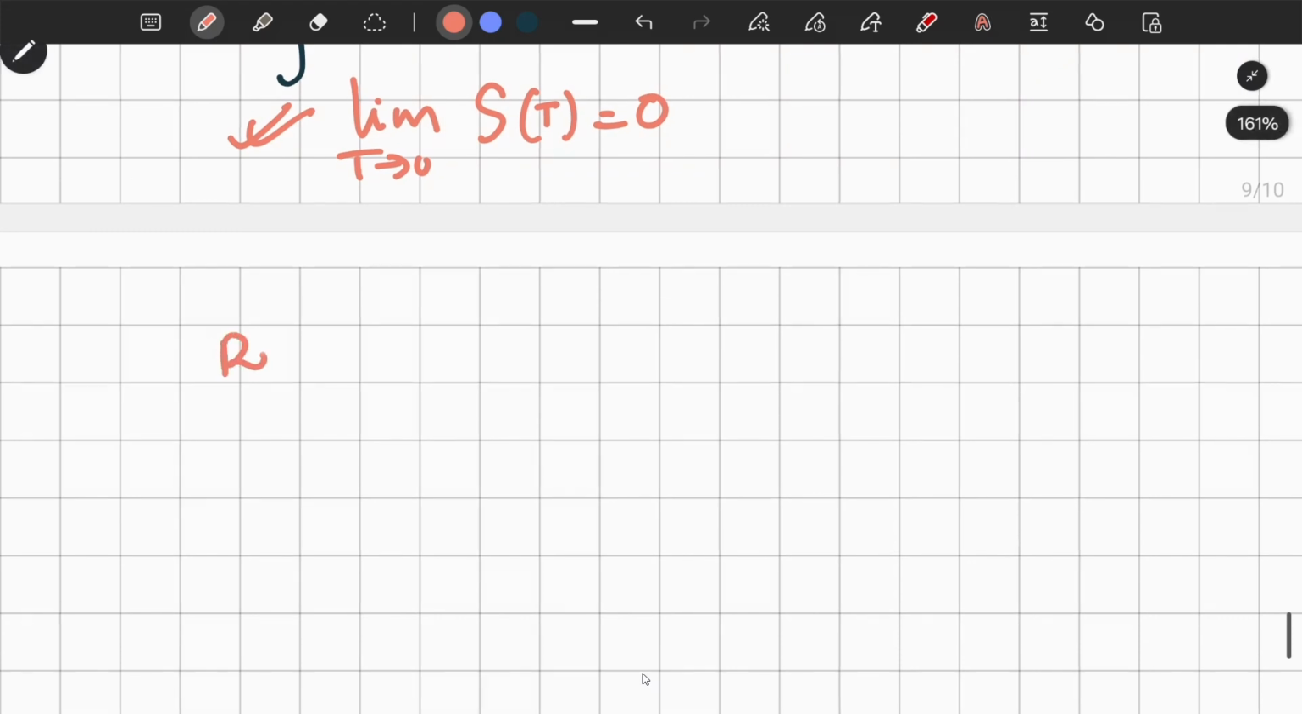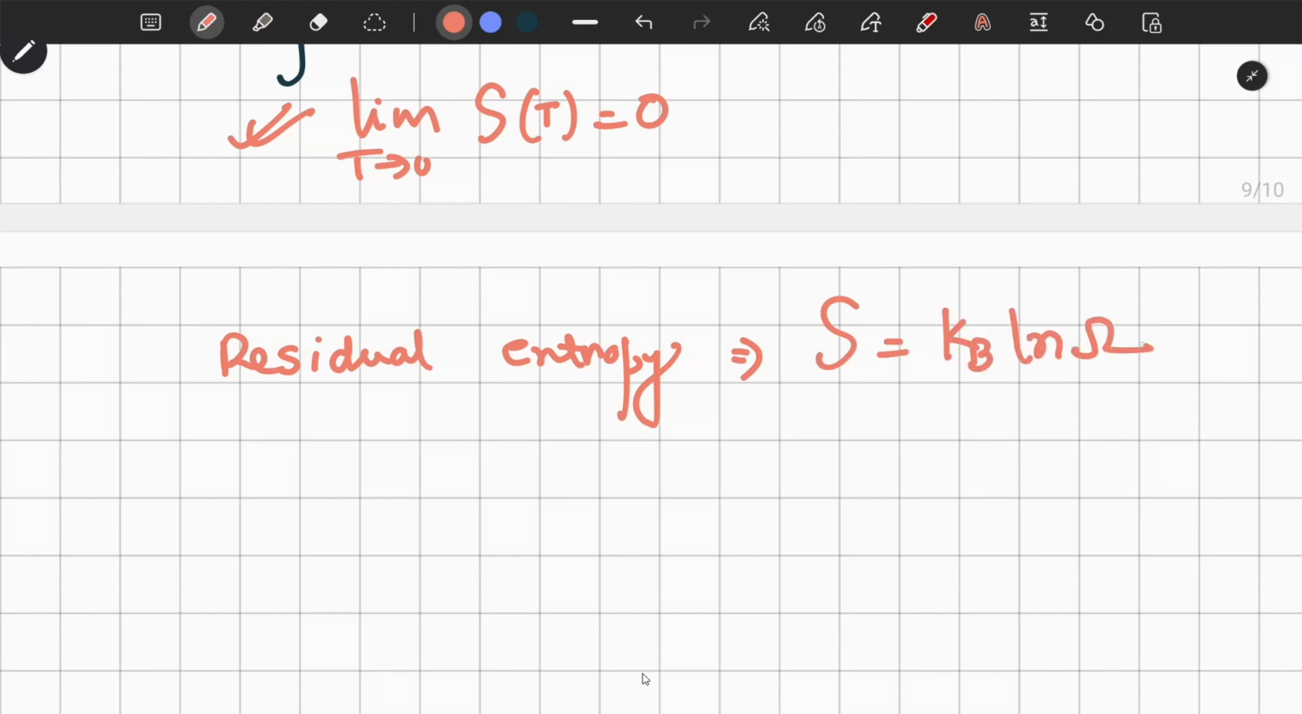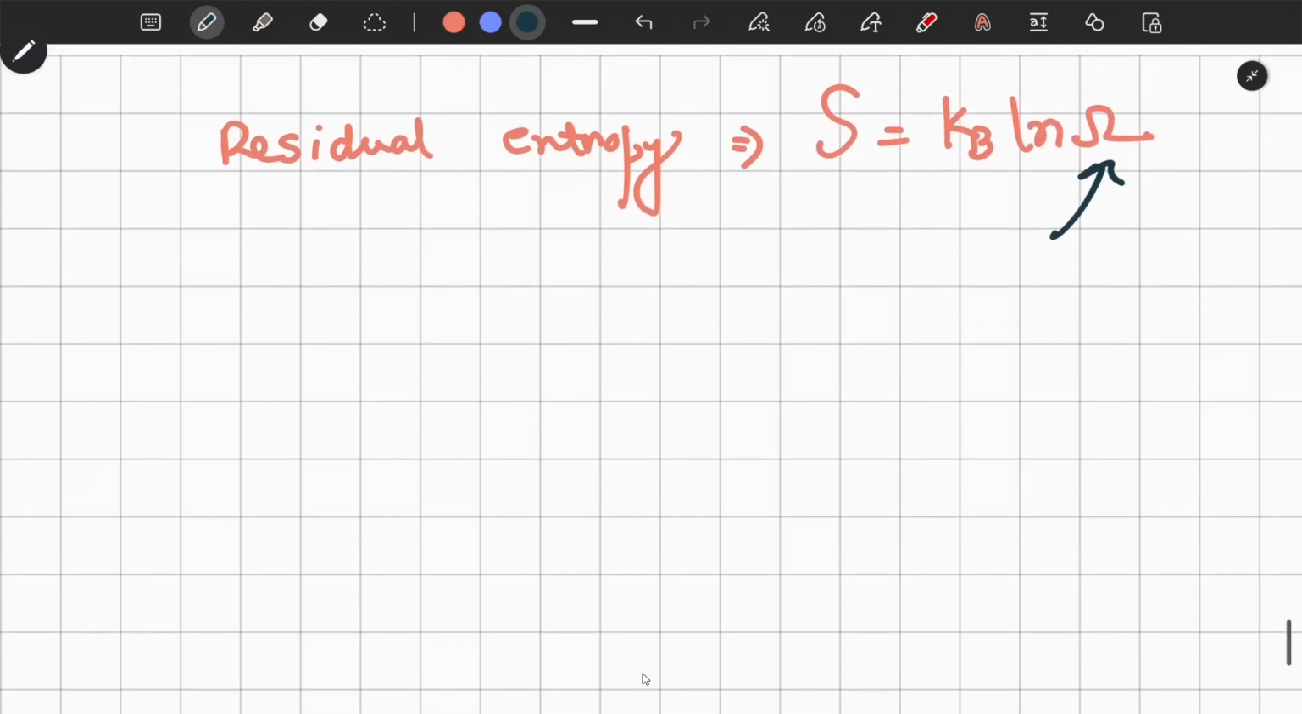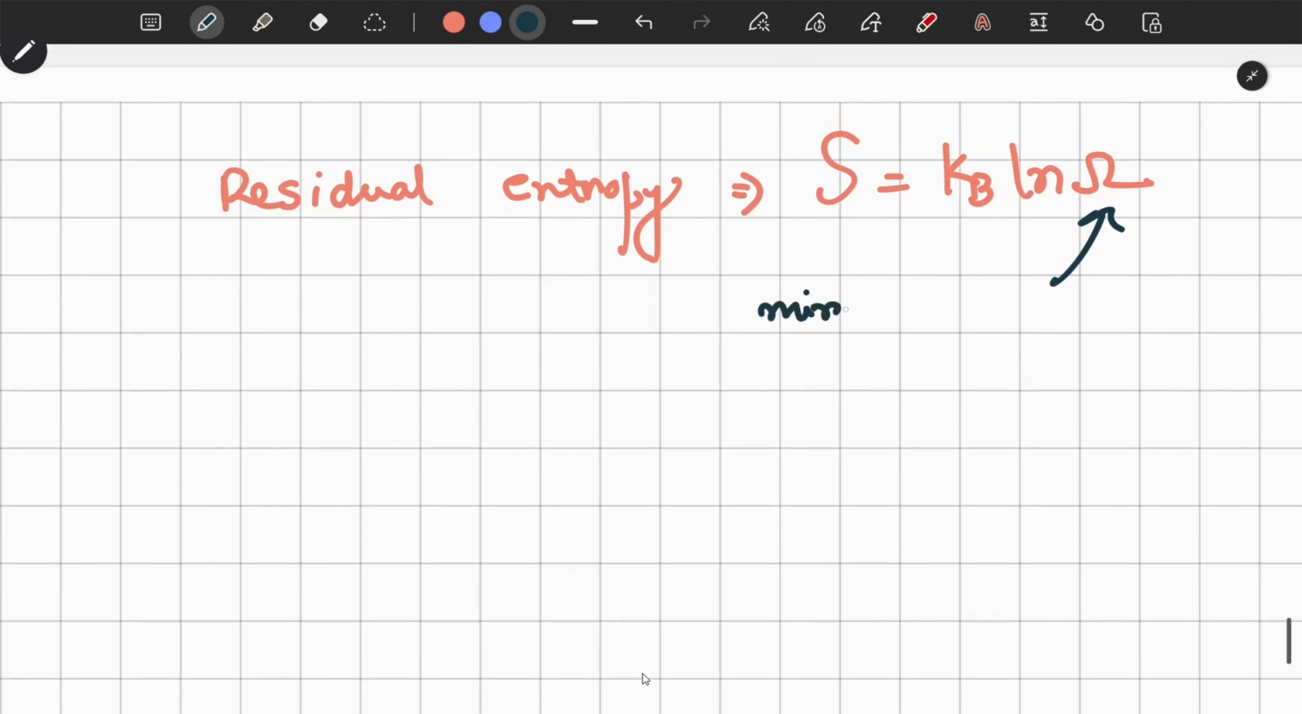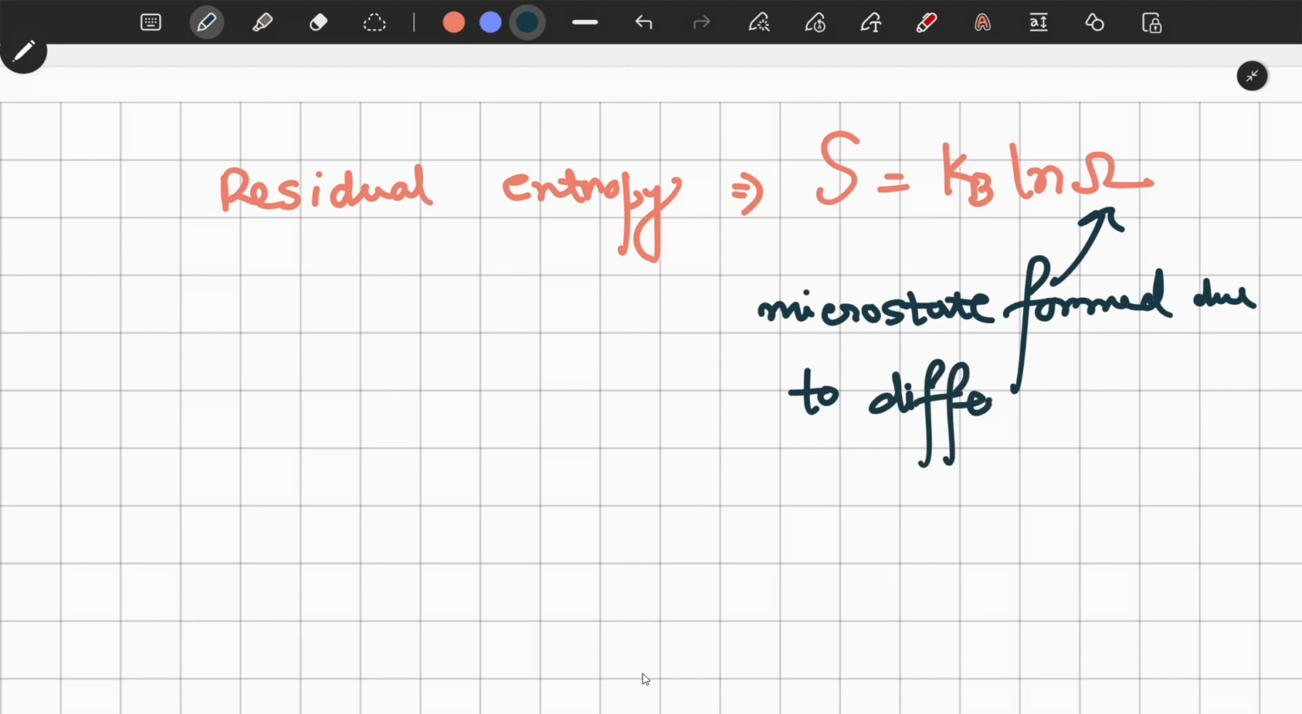And how can you calculate the residual entropy? Residual entropy S equals k_B ln omega, where omega is the number of microstates formed due to different orientations, and k_B is the Boltzmann constant.